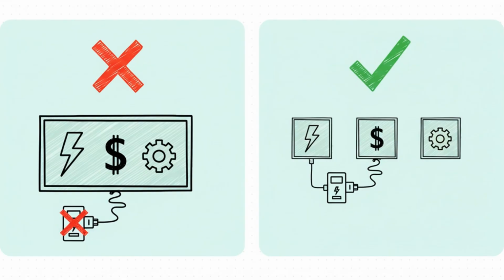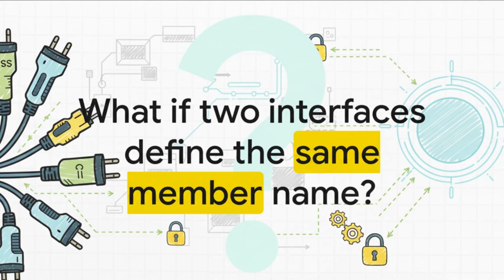It's a principle called interface segregation, and it basically just means that a device should only have to promise what it can actually deliver. But that raises a really interesting question. What happens when things get a little more complicated?